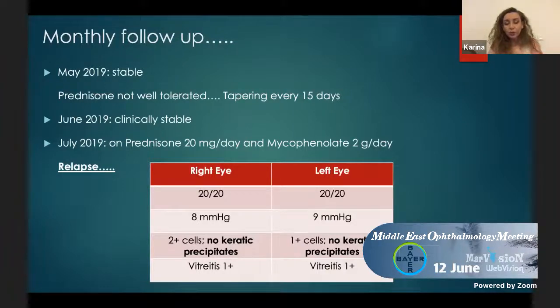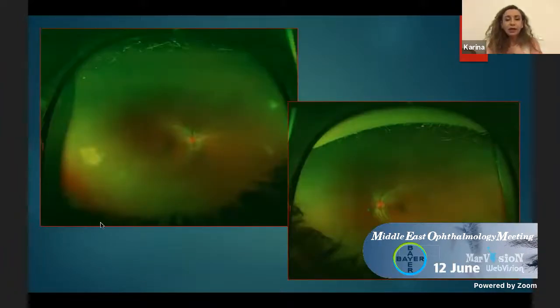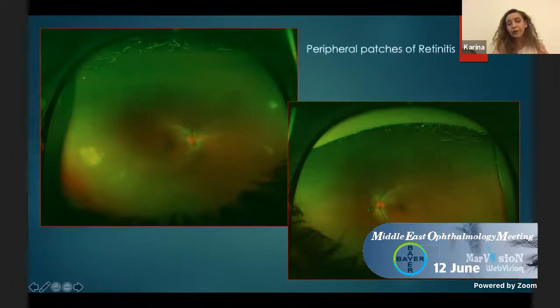And what a surprise, her fundus. Now the fundus on 20 milligrams per day of prednisone, you have these white lesions here, mainly in the right eye, but also in the left eye, peripheral patches of retinitis. So now the clinical picture is completely different for this case.